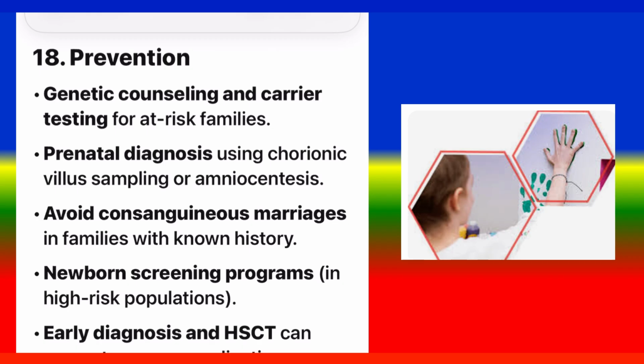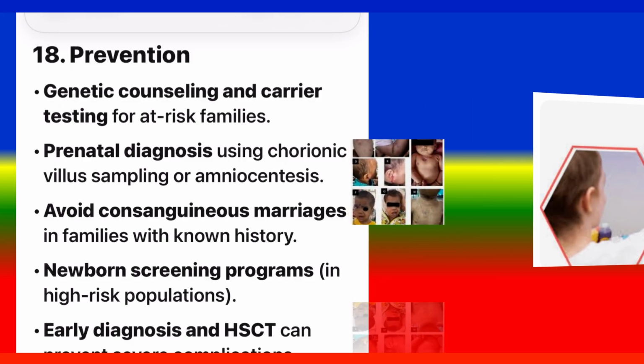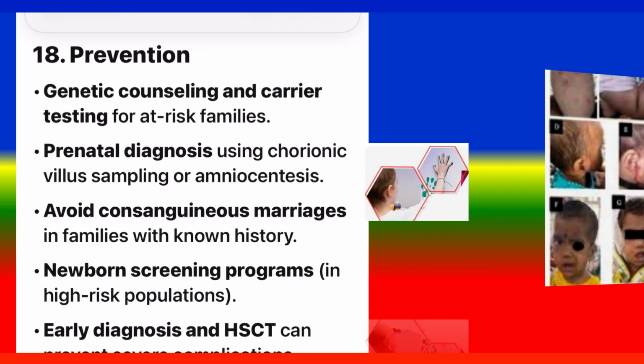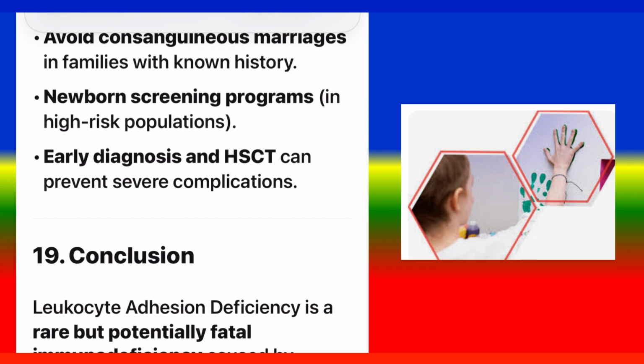Number 18. Prevention. Genetic counseling and carrier testing for at-risk families. Prenatal diagnosis using chorionic villus sampling or amniocentesis. Avoid consanguineous marriages in families with a known history. Newborn screening programs in high-risk populations. Early diagnosis and HSCT can prevent severe complications.